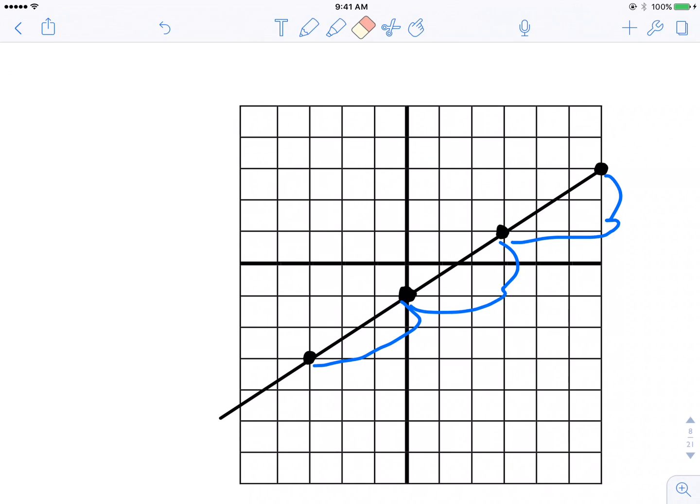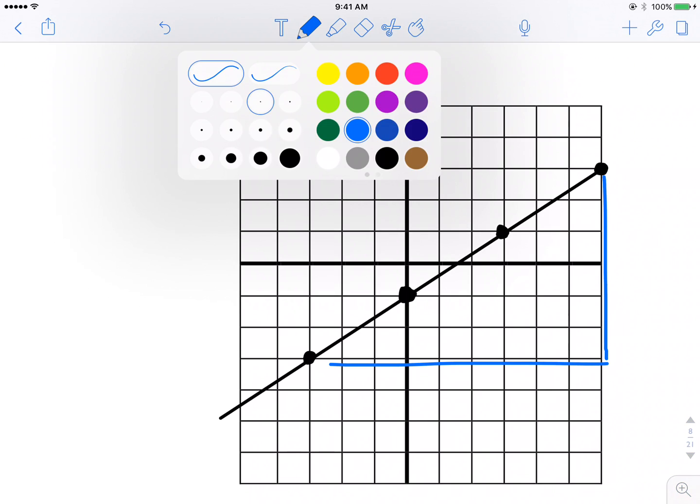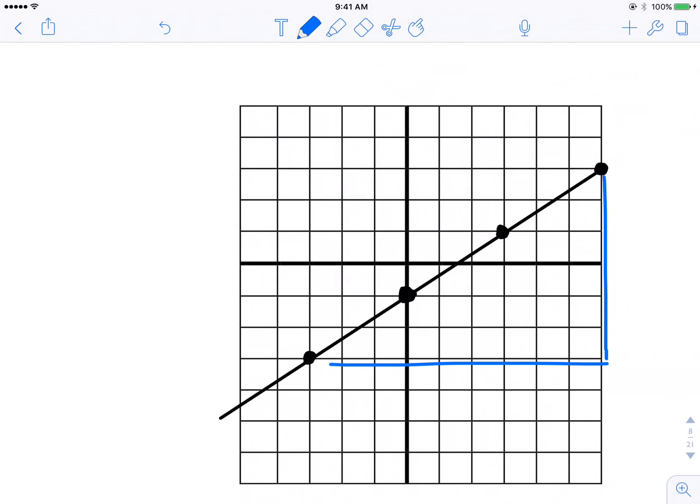I could count the slope between these 2 points. Don't erase that. I could count the slope between these 2 points. I could go down 1, 2, 3, 4, and over 6. This would be 4 over 6, which is 2 over 3. I could count the slope between these 2 points here, still get the same slope. In this case, it would be 6 over 9, which reduces to 2 over 3, same slope.